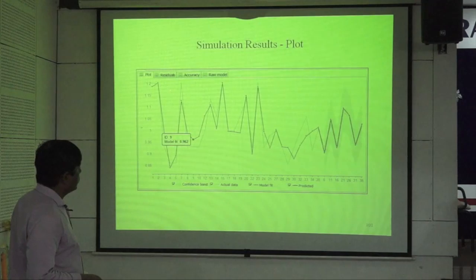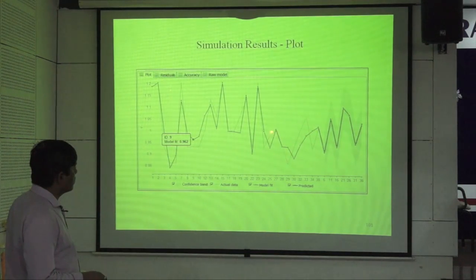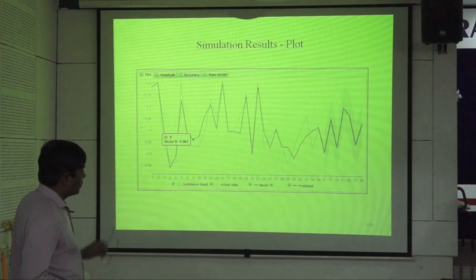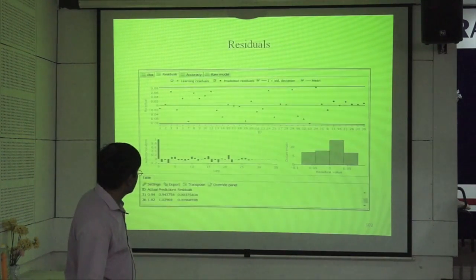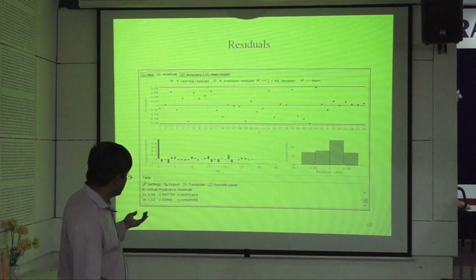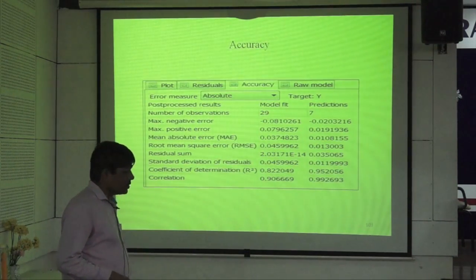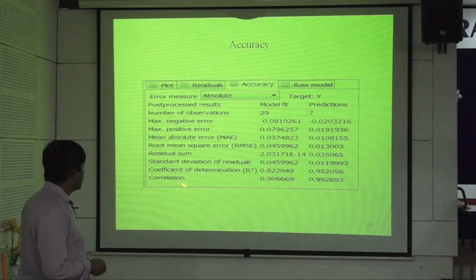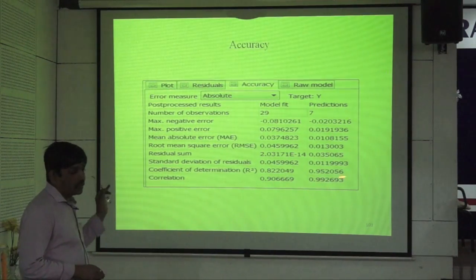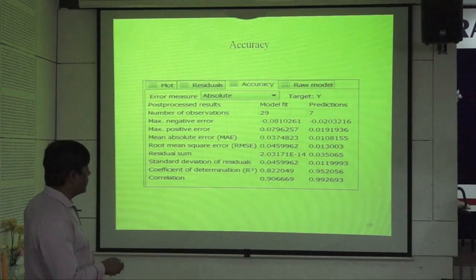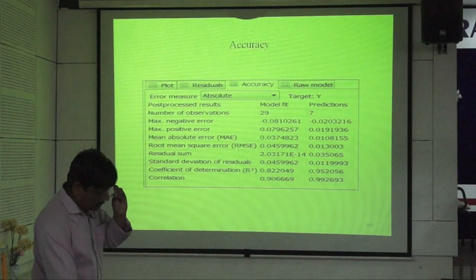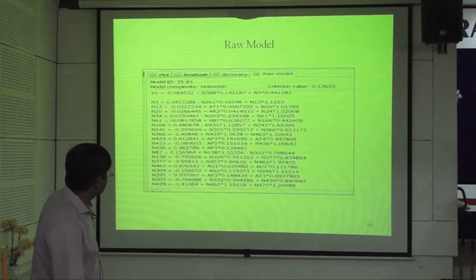So naturally, if we look at this, this is the actual data shown by grey lines. And these are the model fit values. And these are the predicted values. These are the residuals, the difference between the actual and the calculated values. And the accuracy. The best advantage of using GMDH is that we can get a highly accurate model having a correlation coefficient of 0.90 and above. That is the best advantage of using this GMDH. So a high accuracy model is possible by using this GMDH.